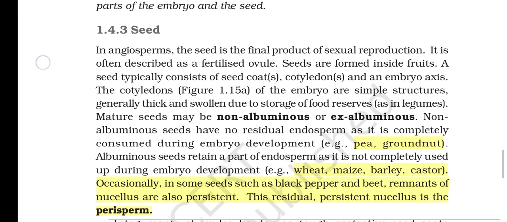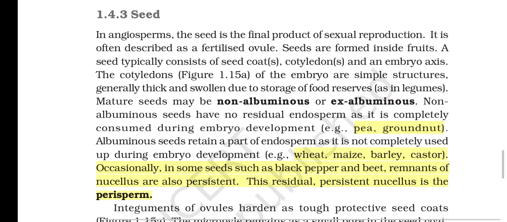1.4.3 Seed. In angiosperms, the seed is the final product of sexual reproduction. It is often described as a fertilized ovule. Seeds are formed inside fruits. A seed typically consists of seed coat, cotyledons, and an embryo axis. The cotyledons of the embryo are simple structures, generally thick and swollen due to storage of food reserves, as in legumes. Mature seeds may be non-albuminous or albuminous.